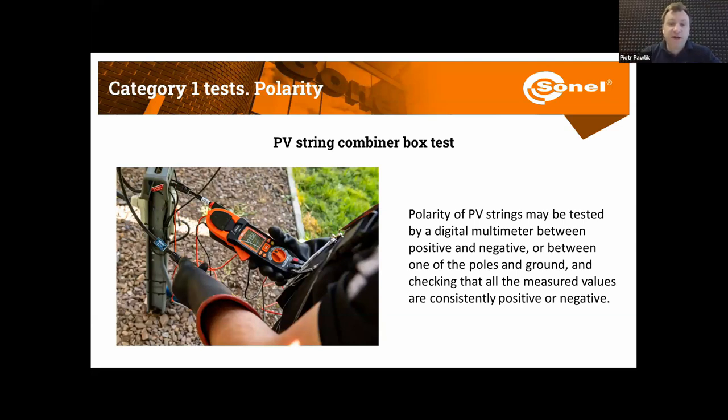Now, if everything is okay, the meter should show 0 on the display. In case the polarity is reversed, it's going to show twice the value of our system. For example, for a 1000 volt system, we're going to see 2000 volts, and for a 1500 volt system, we're going to see 3000 volts on the display of the meter. This way, we can easily spot a reverse polarity, and we will not miss any sign.